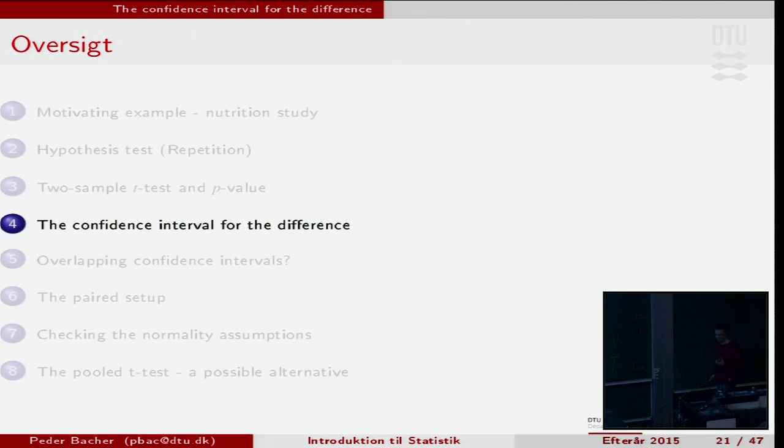And what we can also do, like we saw last time, when we had a single sample, we could look at the confidence interval and know which null hypothesis we would reject. We can do the same for the confidence interval for the difference.